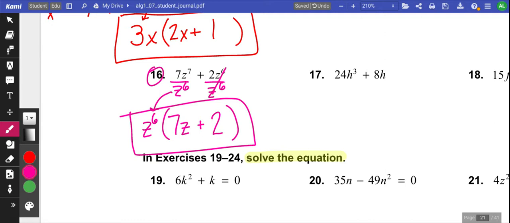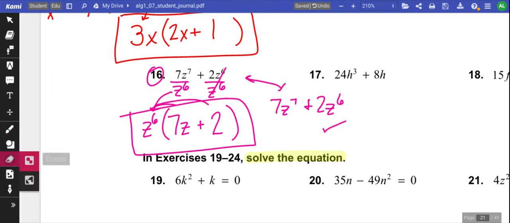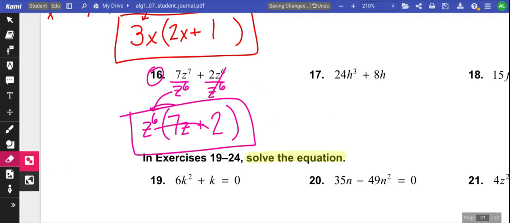If you ever want to check your answer, make sure it makes sense, you can distribute it back out. Okay, does that make sense? I get 7z to the 7th, okay, times 2, I get plus 2z to the 6th. When you get the same thing, you know, okay, that works. You might want to do that, especially the first couple times you try, because again, this is a little bit different than what you normally do. It's kind of the opposite of what you normally do.